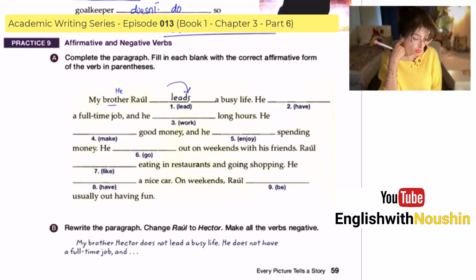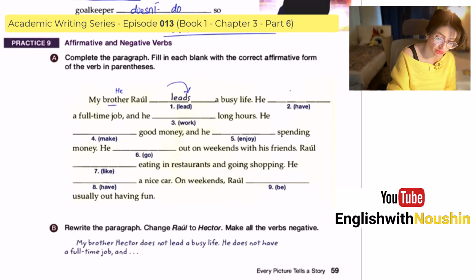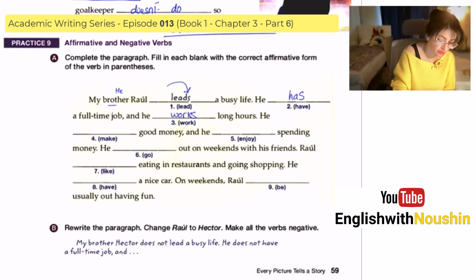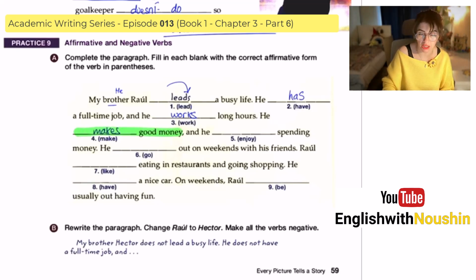My brother Raoul leads a busy life. He, have, changes into? Excellent. Has a full-time job. He, work. You need an S. Works long hours. He, make, changes into? Makes. Remember, this is a good expression. Make good money. Do you make good money? What's your job? Write for me in the comments. What's your job? And if you make good money.